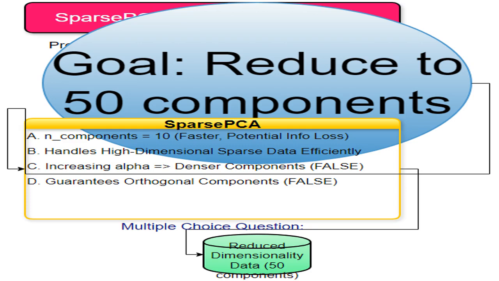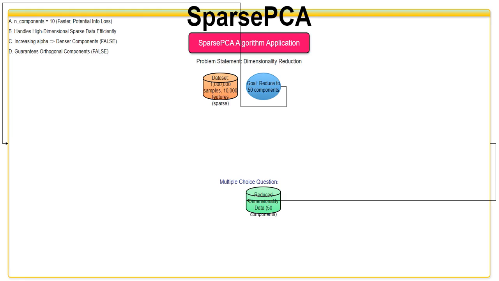I want to boil those 10,000 website page features down to only 50 principal components that still capture most of the important information about user interactions. I'll use sparse principal components analysis, SparsePCA, to solve this. It's a special type of PCA that's great for sparse data like mine, because it's designed to deal with datasets where many entries are zero.